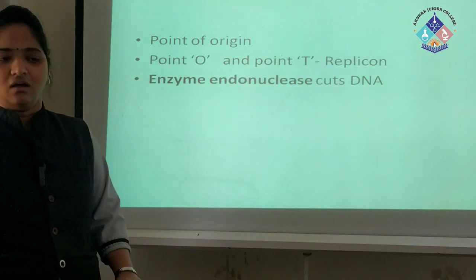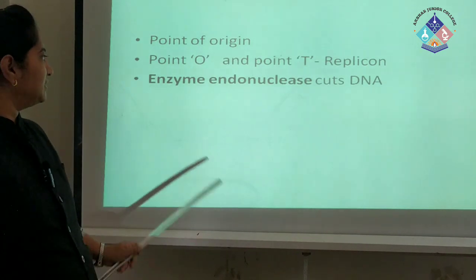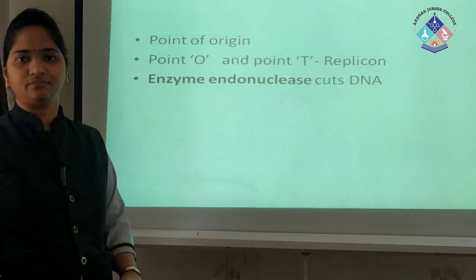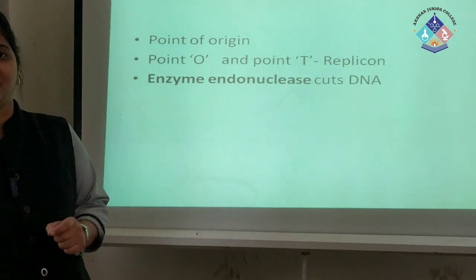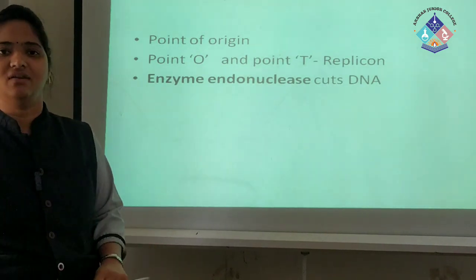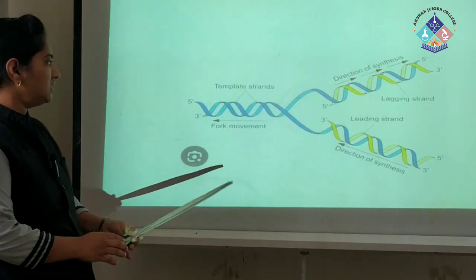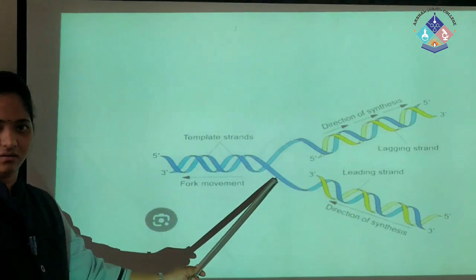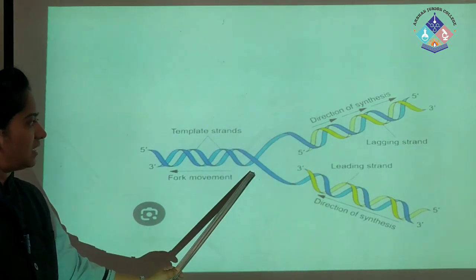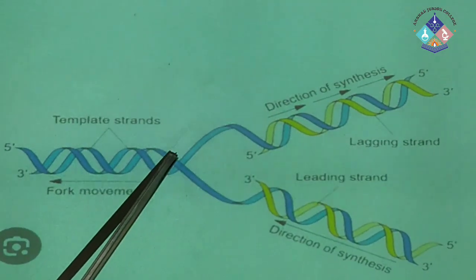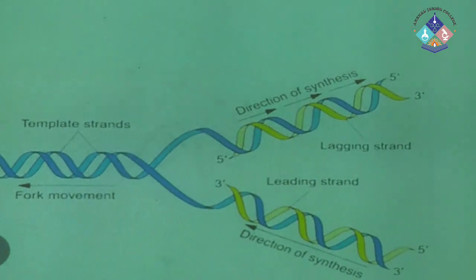Now next, at the point of origin, that is the O point, there is a very important enzyme, endonuclease. It cuts DNA at a specific point, meaning it helps to break the phosphodiester bond between nucleotides. So the enzyme is very important. You can see here, suppose this is the first DNA, the mother DNA. Here replication starts, at any point the endonuclease enzyme cuts DNA at a specific point, meaning it breaks the phosphodiester bond.